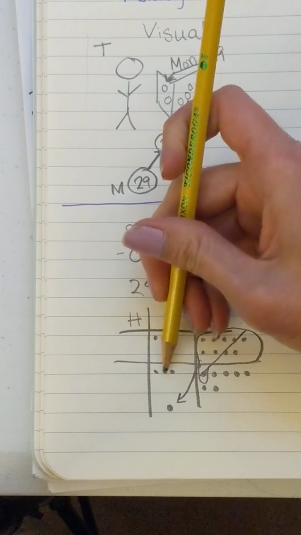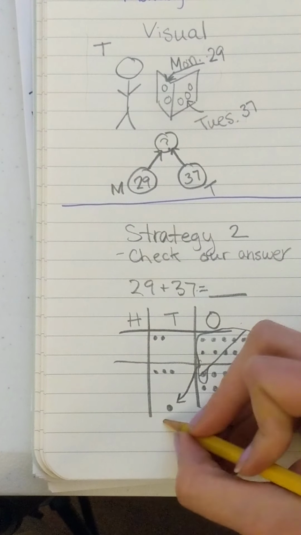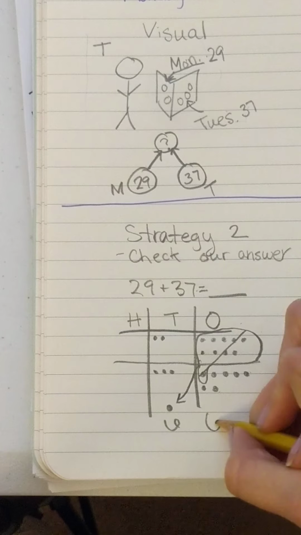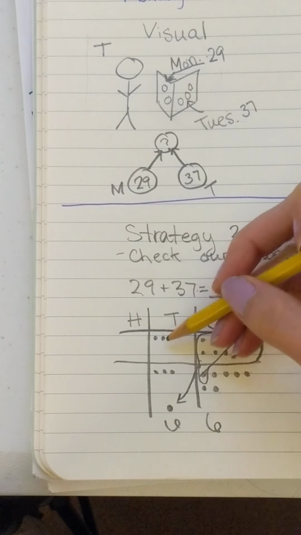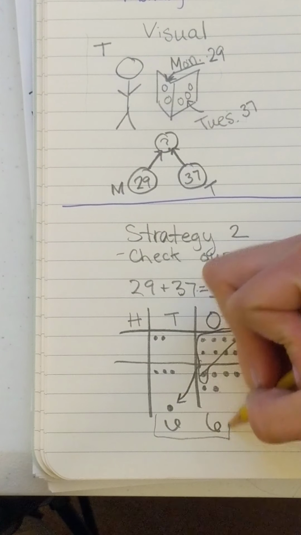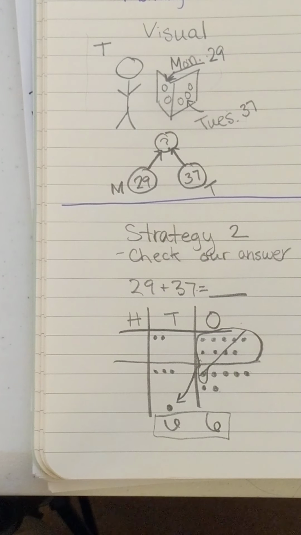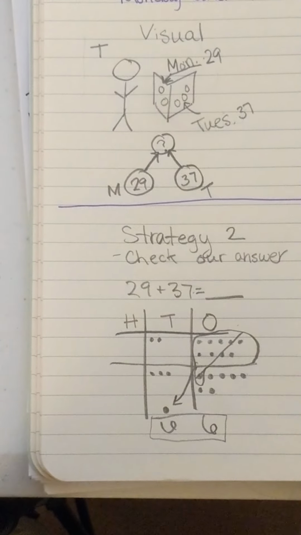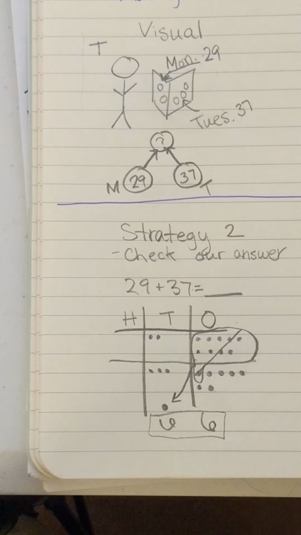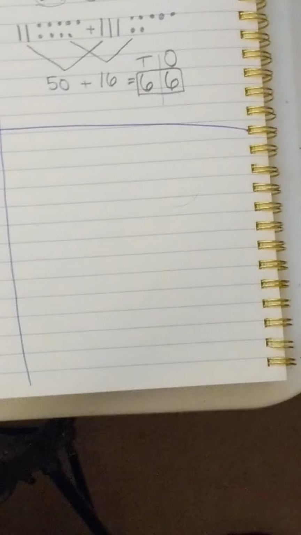10, 20, 30, 40, 50, 60. That's 6 tens. 1, 2, 3, 4, 5, 6, and 6 ones. But remember, these tens are worth 6 tens, which is 60. So my answer again, I'm still getting that it's 66. Wow. Okay, so if I solve both ways and they both make 66, I'm confident that my answer is correct. If it happens that one of the strategies doesn't make that, maybe I go back and I look at my work and I check to see where I went wrong.